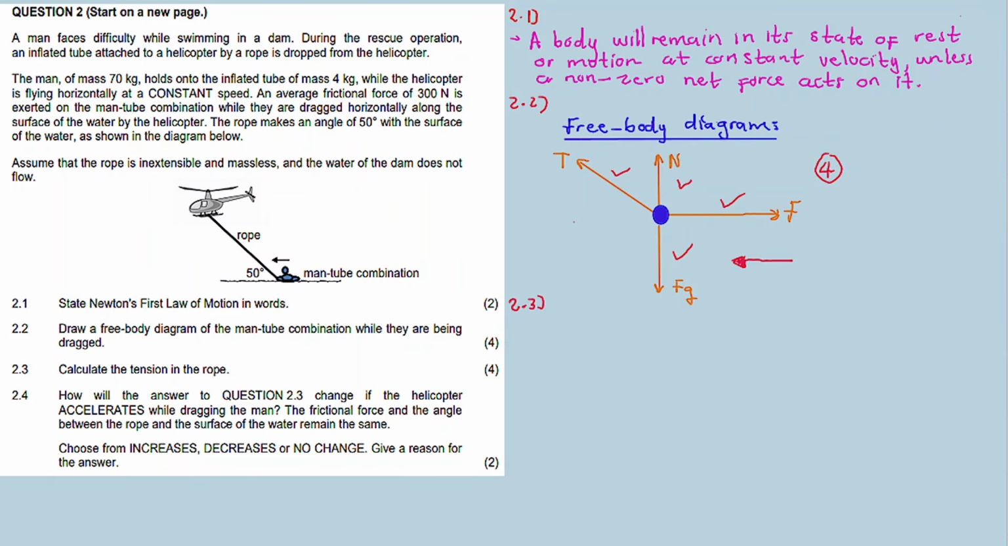If the object moves up or down, left or right, it helps you set up your equation. Okay? So in order to calculate the tension in the rope, we have to look at the motion of the man tube combination. Since the man tube combination is moving horizontally to the left, it means that we only pay attention to the forces in the horizontal plane.